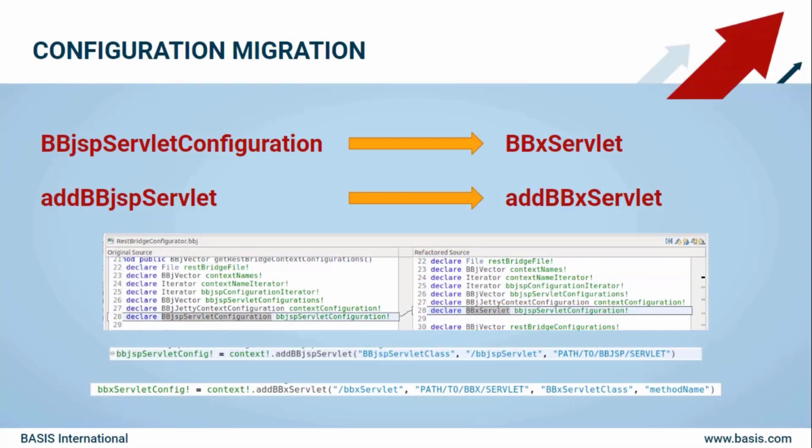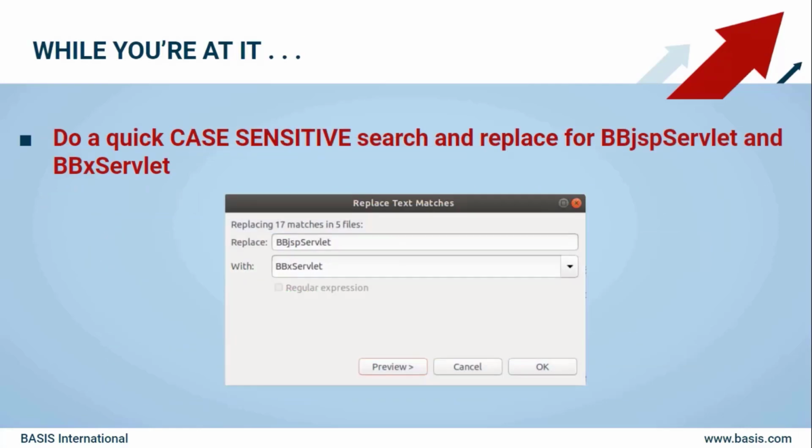So the next steps I took were to change the object declarations for BBjspServlet configuration to BBxServlet, and then change the method name add BBjspServlet to add BBxServlet. Changing these object and method names ensures that we are now dealing with the BBxServlet configuration objects as opposed to the BBjspServlet configuration objects. At this point, I also did a quick case-sensitive search and replace for the strings BBjspServlet and BBxServlet. This will cover any other methods dealing with those specific strings, such as remove BBxServlet or get BBxServlet.